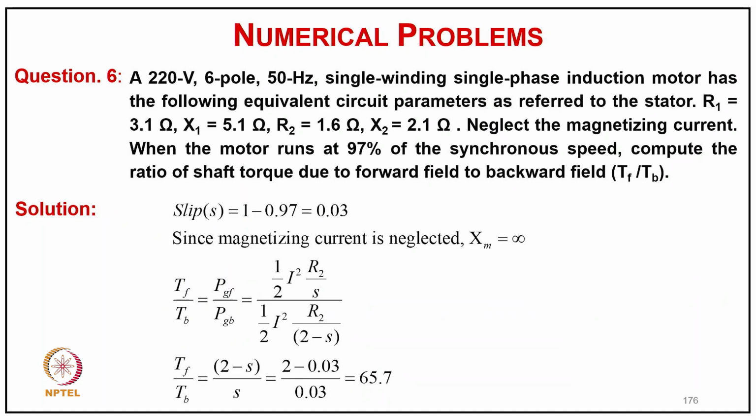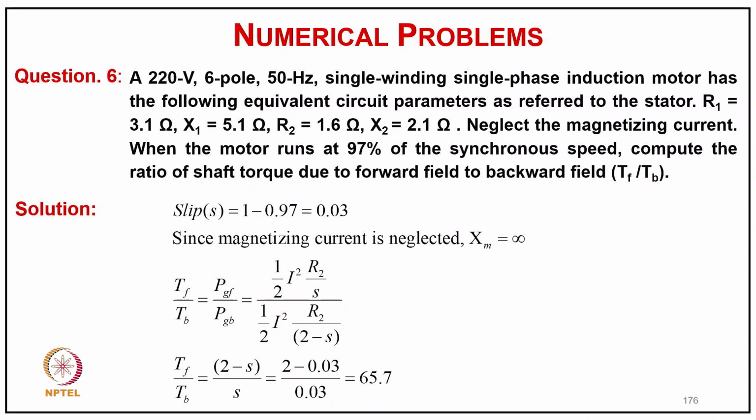Coming to question 6: a 220 volt, 6-pole, 50 Hz single winding single phase induction motor has the following equivalent circuit parameters as referred to the stator: R1 equal to 3.1, X1 5.1, R2 equal to 1.6, and X2 equal to 2.1. Neglect the magnetizing current. The motor runs at 97% of synchronous speed. Compute the ratio of shaft torque to forward and backward torque, TF upon TB. So the slip here is 1 minus 0.97, that is 0.03, and magnetizing current is neglected, so Xm is infinity.